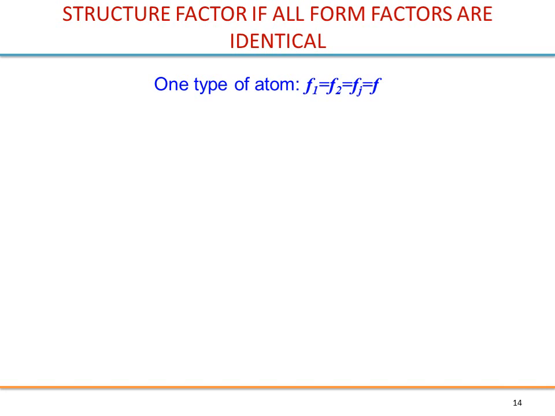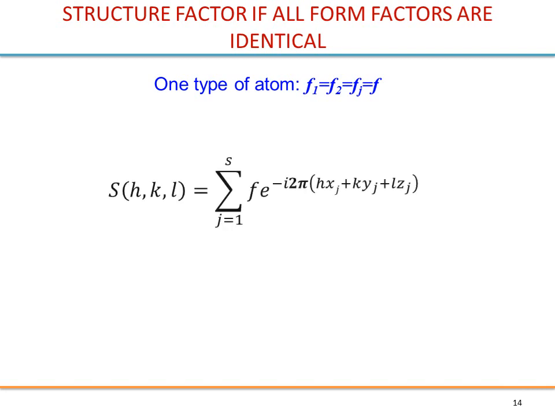Alright, let's look at an even more simple case where all form factors are identical. So we have the same type of atom. We may have several atoms in our unit cell, but they are identical, so they have the same form factor. So now our structure factor becomes this.